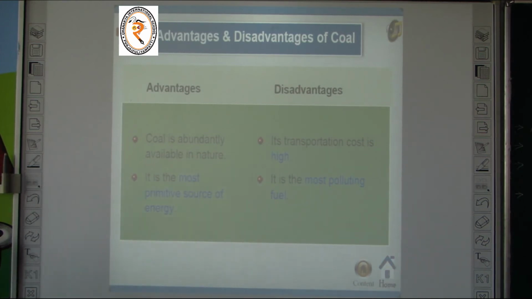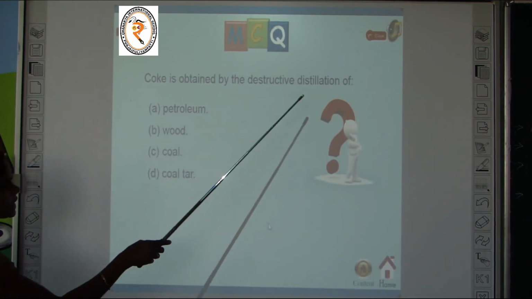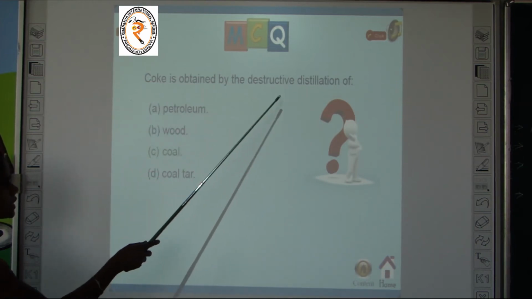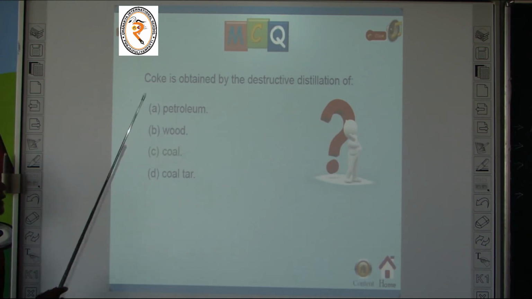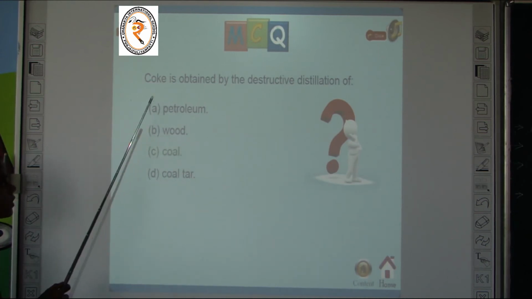Okay, and the next one. See the question. Coke is obtained by the destructive distillation of petroleum, wood, coal or coal tar. What is the answer? It is coal. So coke is obtained by the destructive distillation of coal. Why? Because coke is a product of coal. From coal only we can get coke.